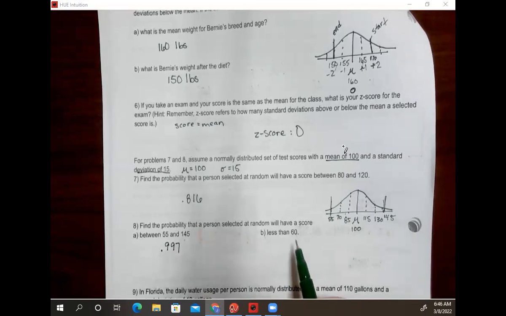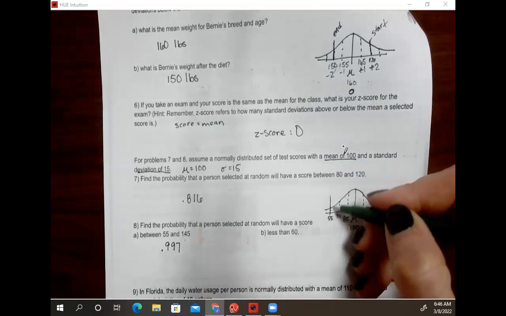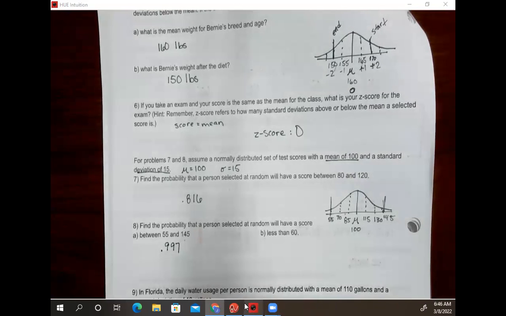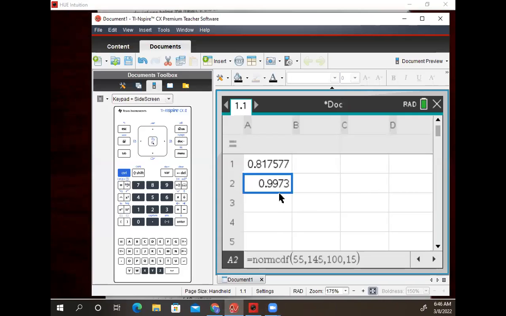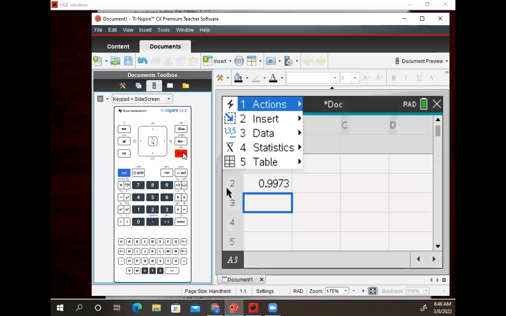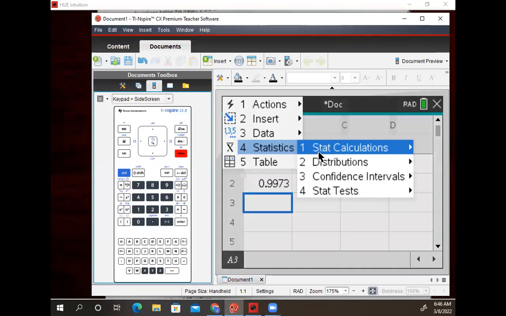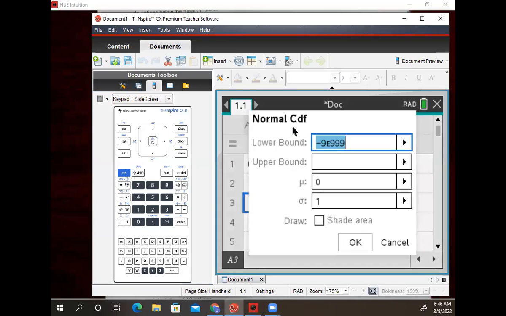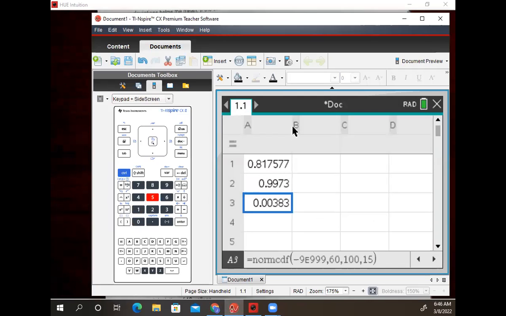And now let's look at less than 60. So 60 would be in here somewhere. What's the probability that we're smaller than 60? So this time, when I pull up my calculator, I'm going to do the same thing: menu, statistics, distributions, normal CDF. This time I don't have a lower bound. It says less than 60. So I'm going to leave the lower bound that my calculator gives me and just tab to upper bound. 60 is the biggest score that we're interested in. Our mean is still 100 and our standard deviation is still 15.